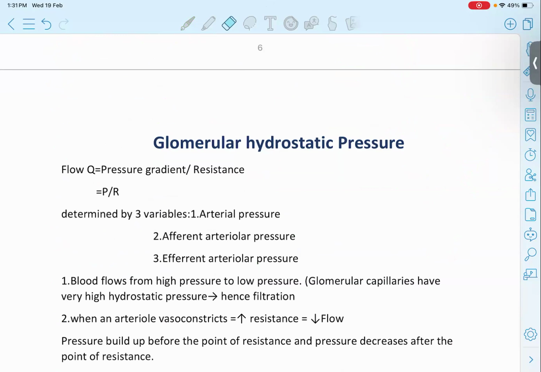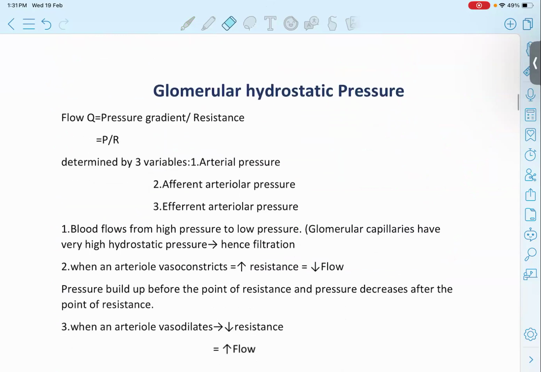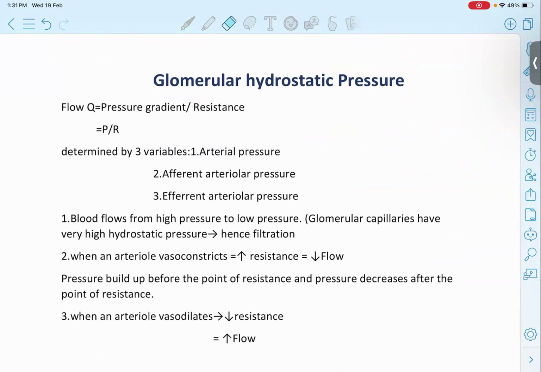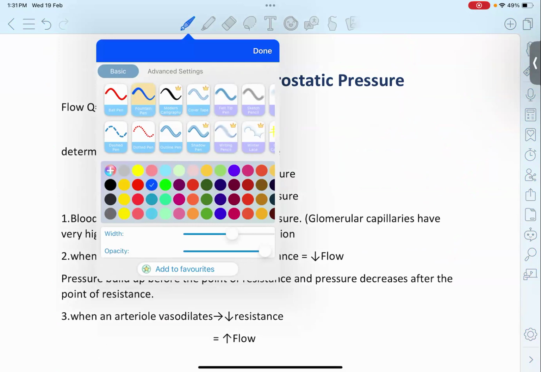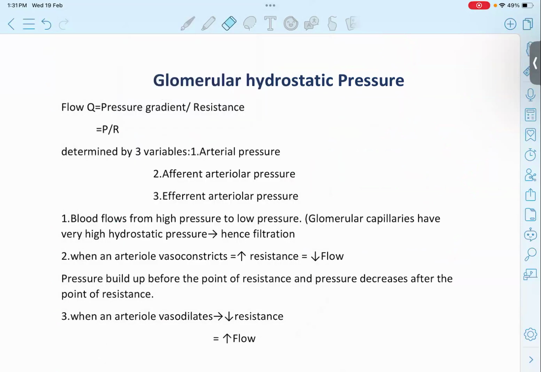Next, we will move into the glomerular hydrostatic pressure. Before going into that, there is one more equation. We have already discussed this in basic physiology, about flow and resistance. So flow is Q, as in Poiseuille's law. Flow is equivalent to the pressure gradient and inversely proportional to the resistance.